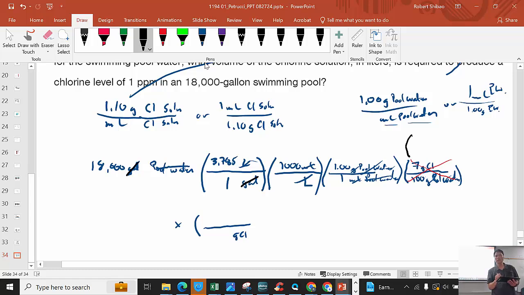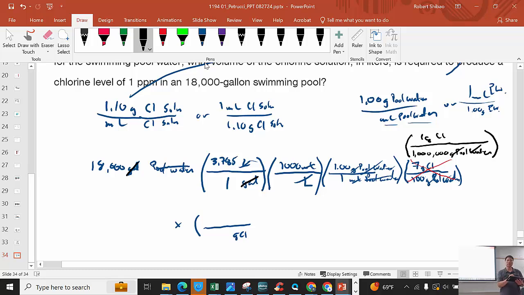And so the correction is, I shouldn't have gone here, I should have gone where? So rather than using that, it was 1 million grams of pool water on the bottom, and on the top would be what? 1 gram of pure chlorine. Okay, so I just corrected it here. 1 gram of chlorine. And so now finally I get rid of the grams of pool water and I'm left with grams of pure chlorine.